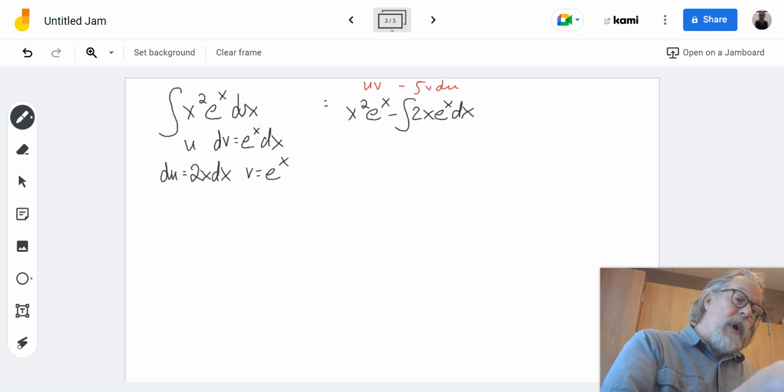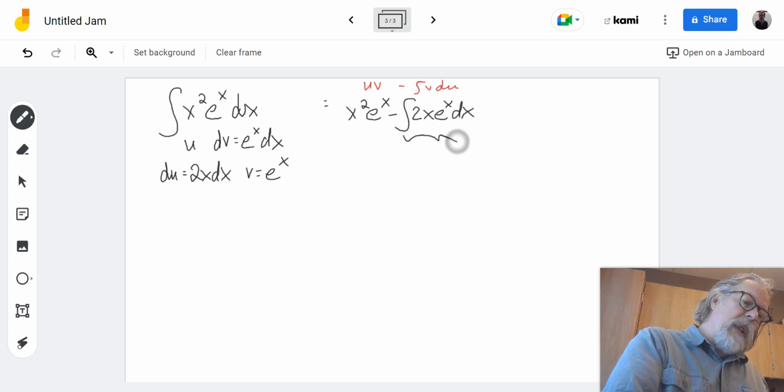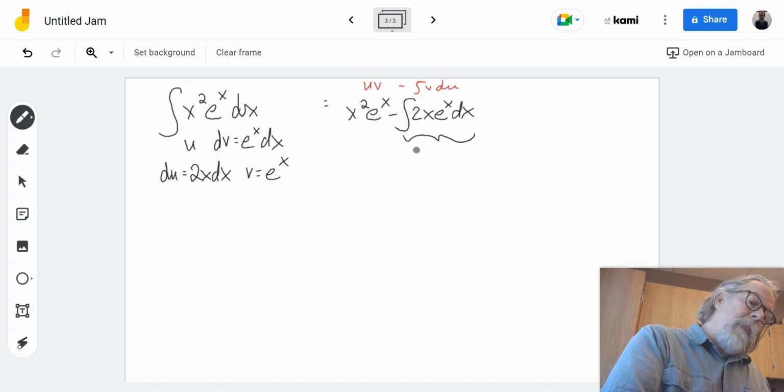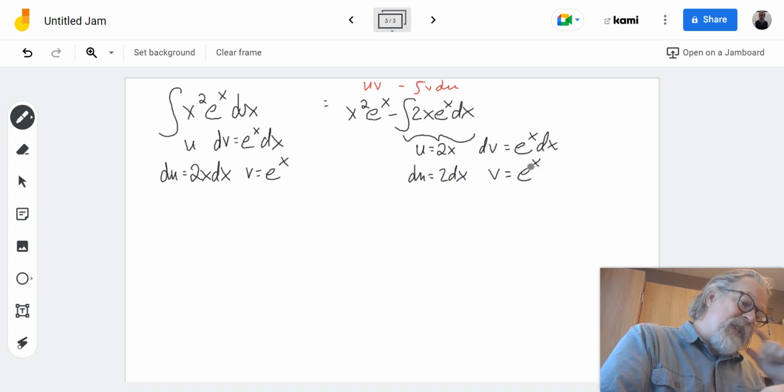Well, hey, you know what? This looks to me like another anti-differentiation by parts. So I'm going to make u equal to 2x. I'm going to make dv equal to e to the x dx. Very simple and straightforward. du is 2 dx. v is e to the x, just like it was.